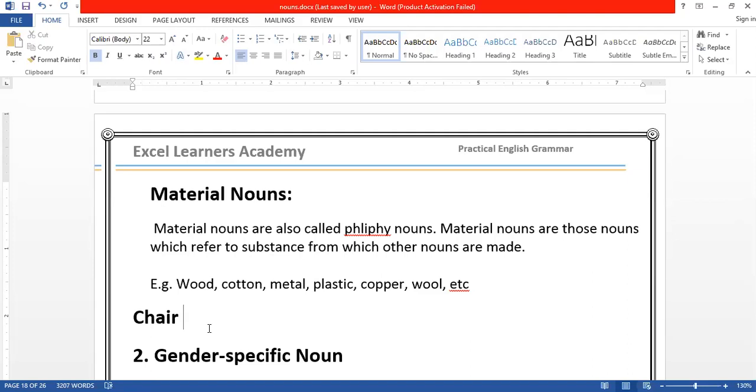These were all about types of nouns, clear? I will be, inshallah, recording the compound nouns as well. So then types of nouns will be completed, and we will move towards the gender, cases, and numbers of noun as well. Thank you so much.